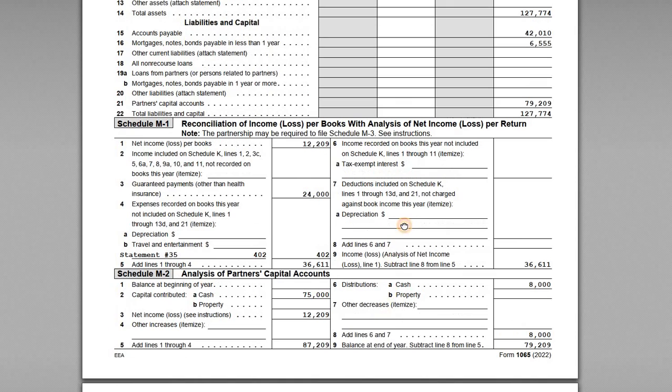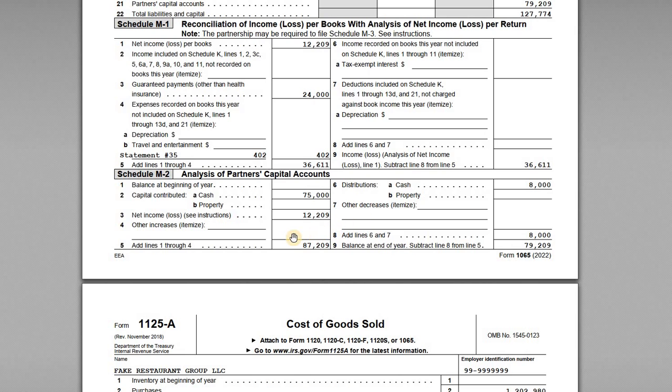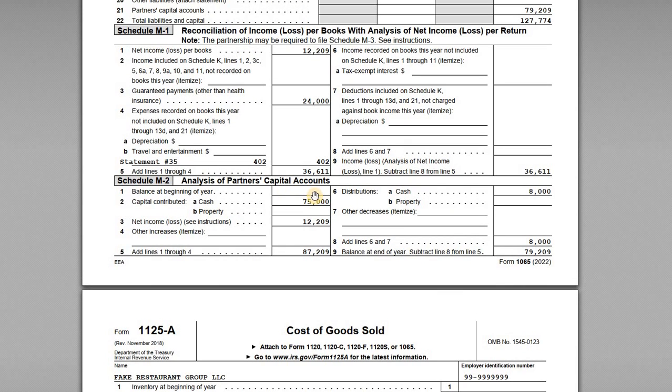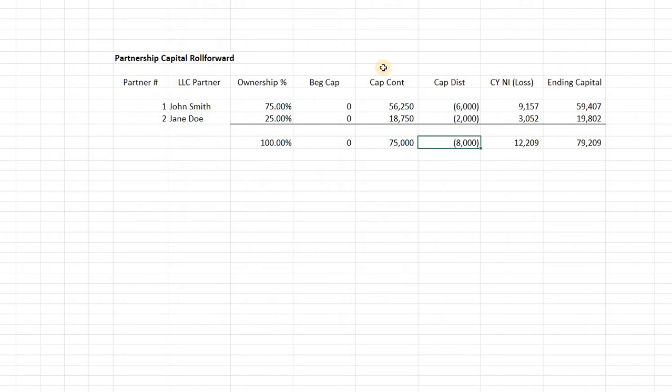Now M-2, the analysis of the capital accounts, this should mirror what we see in our capital roll forward, right? So beginning of the year, right, there was no capital because the company was set up in the current period. So our capital contributions, this is the total for the partners. So remember, $75,000 was put into the company. So if we look at the capital roll forward here, we've got our $75K from Jane and John, so that's the total. We have our distributions of 8, and then our net income or loss per books is the $12,209, and that's being allocated to John and Jane accordingly.